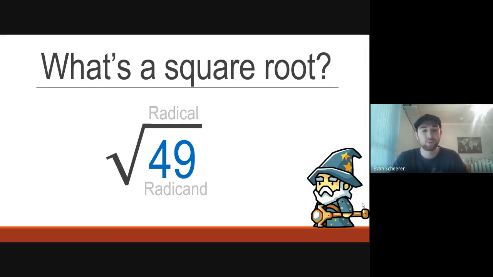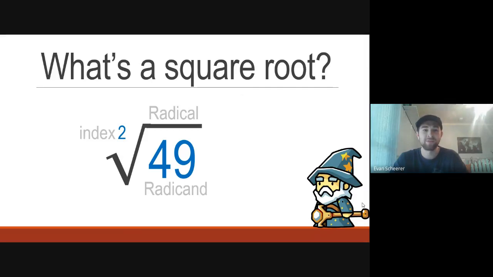Now, since it's a radical, it's not always a square root. It could be a cube root, a fourth root, a fifth root. So there's always a number right there, and that's called the index. If there is no number, that means we're taking a square root. If we want the cube root, we put a 3 there. For the fourth root, we put a 4. But if there's nothing there, it's just a 2.